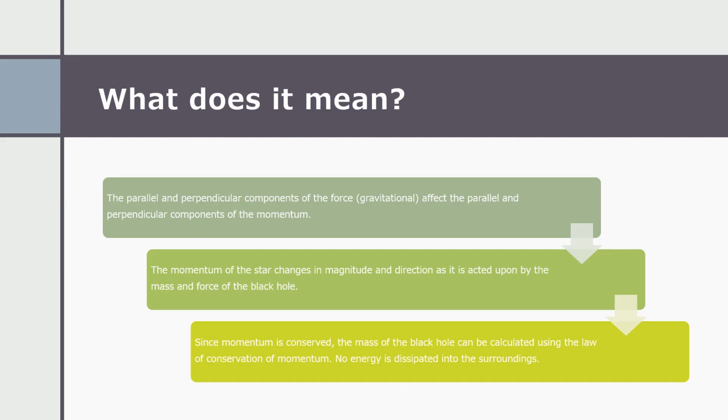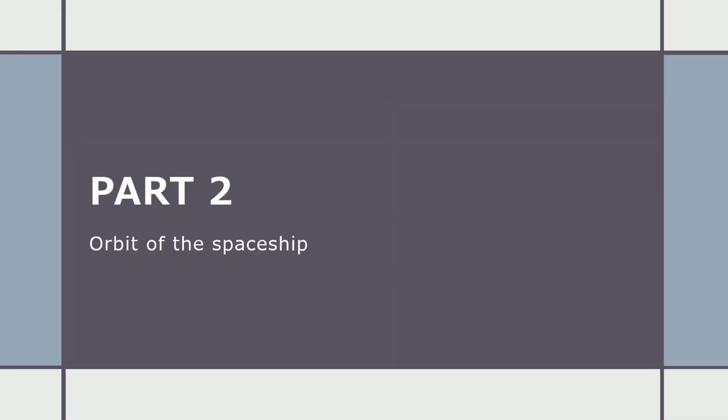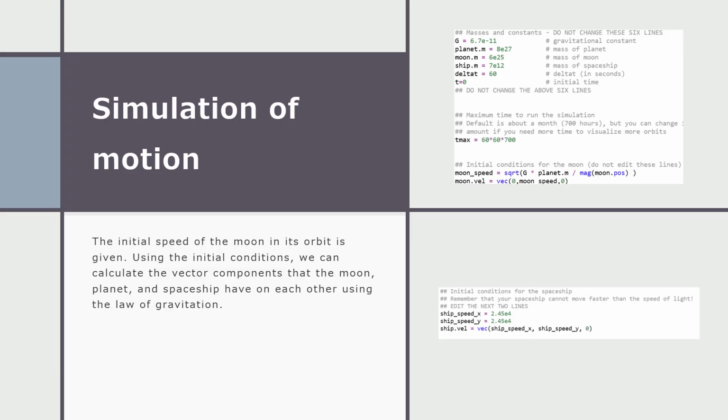And since the momentum is conserved, we can calculate the mass of the black hole using the conservation of momentum and the conservation of energy principles, and no energy is dissipated into the surroundings since it's isolated. And here we have the orbit of the spaceship, which is part 2 of the lab.